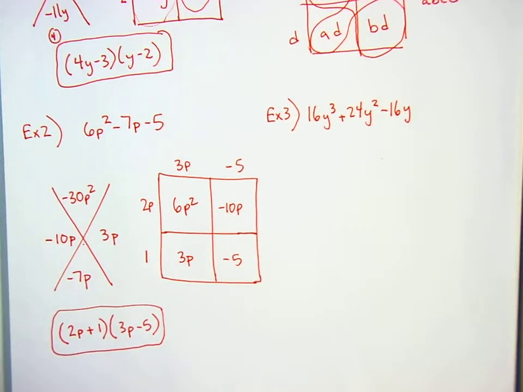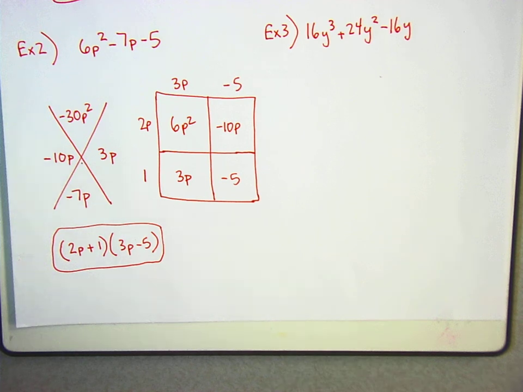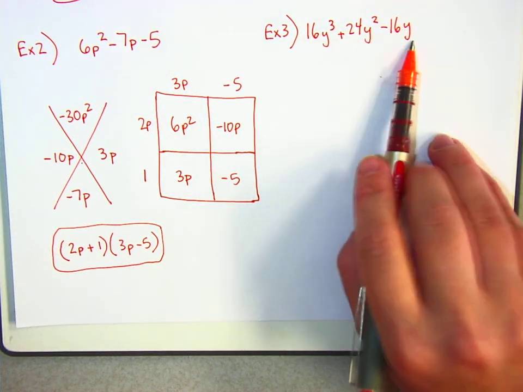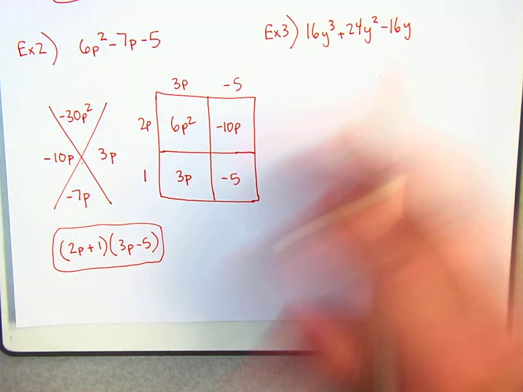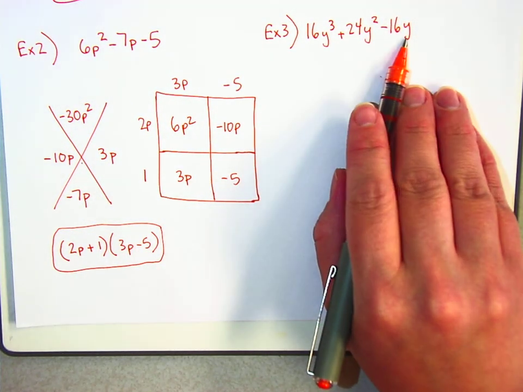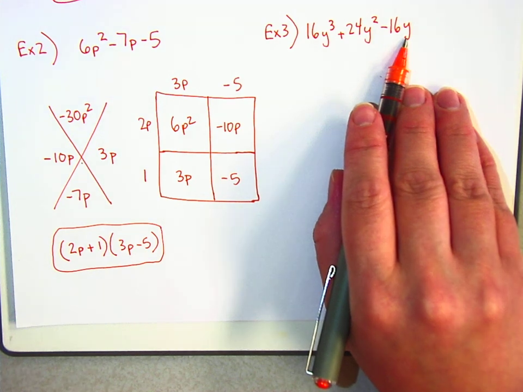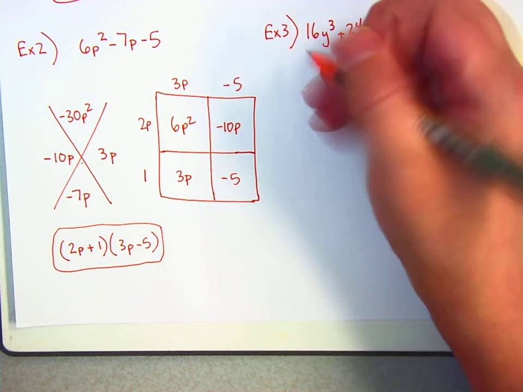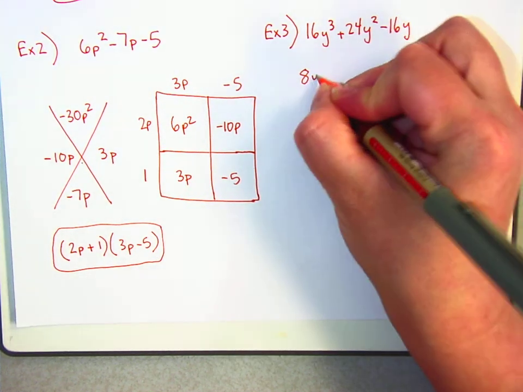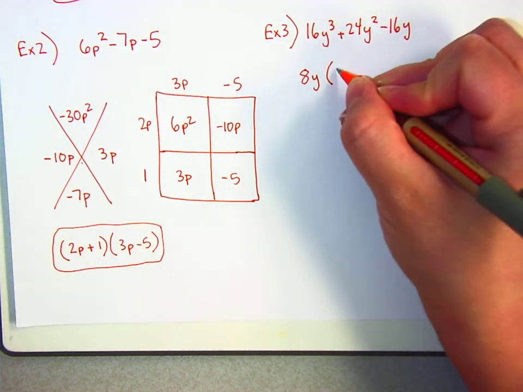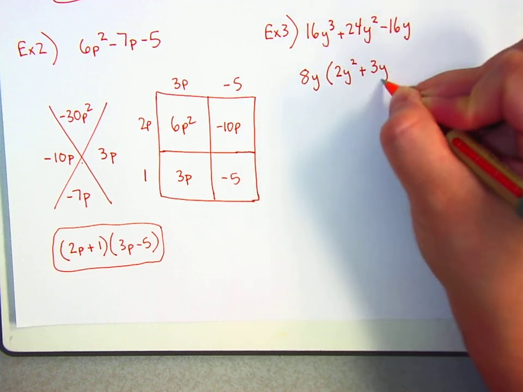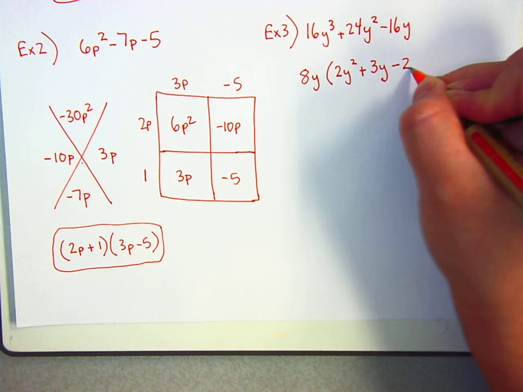So what we're going to do basically is we're going to do that action of taking something out of every single term, and then we're going to Xbox it. So what's in common between all 3 of these? Well, let's see, a 2, but more than that, a 4, okay, more than that, an 8 for sure, and there's at least one y in all of them, so I'll put an 8y down. Then I'm left with 2y squared plus 3y minus 2.